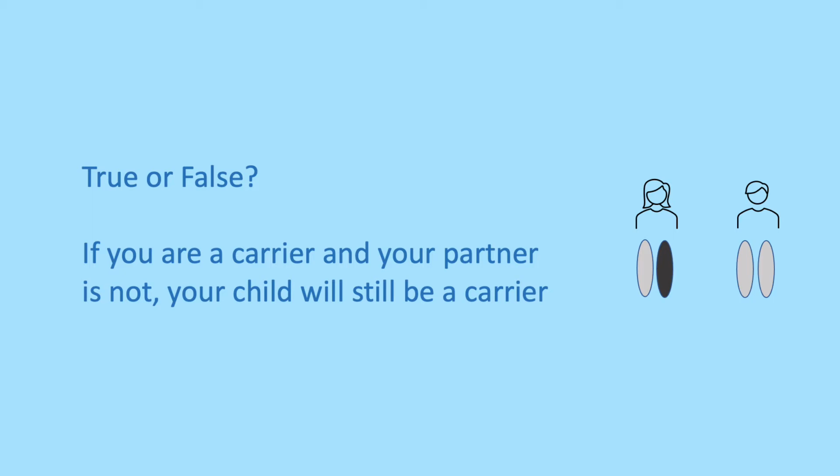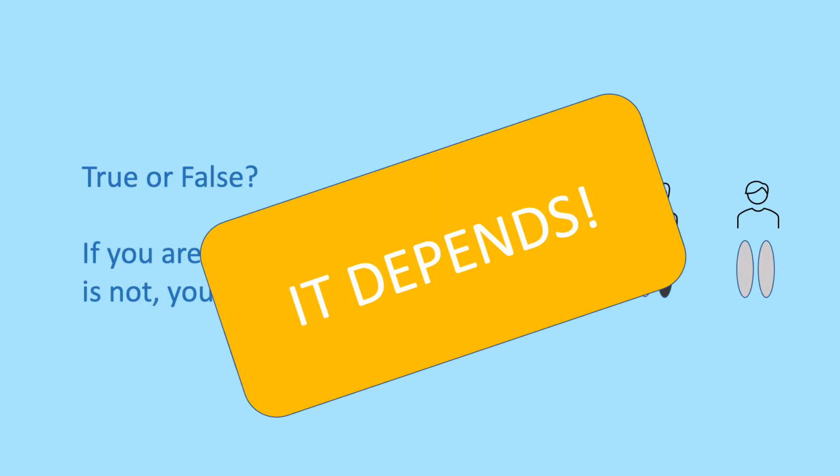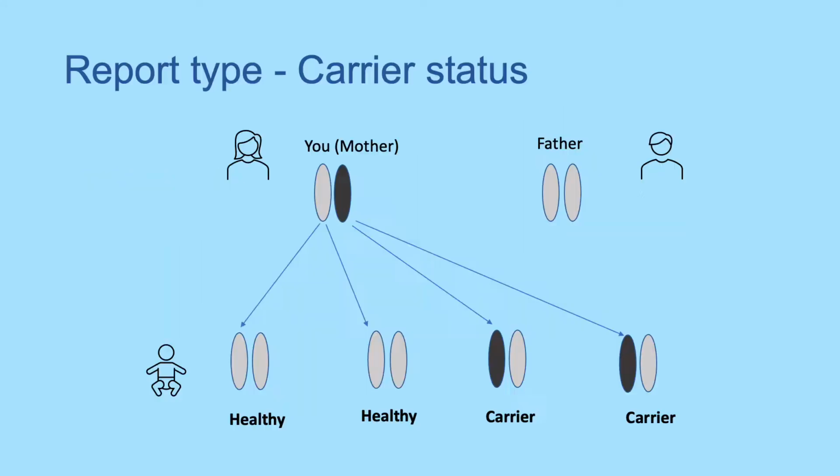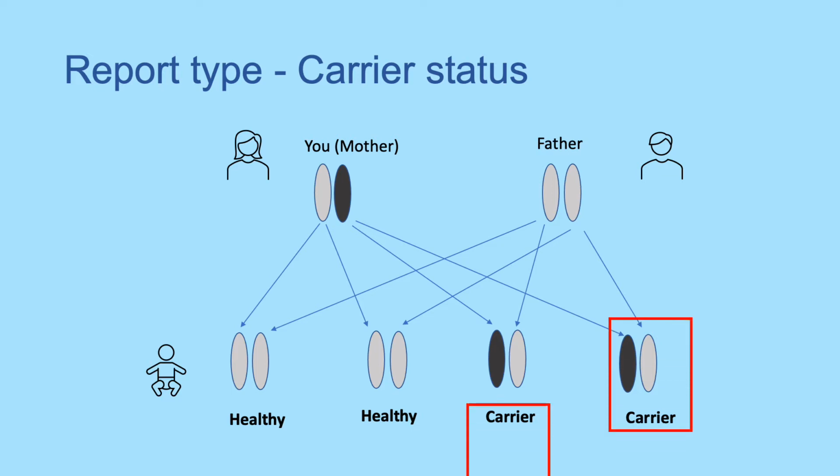Now let's review the answer. In this scenario, it actually depends. Let's take a close look at this. Like before, if you're a carrier, then you have a 1 in 2 chance of passing the disease allele down to your children. If your partner is not a carrier for the condition, you can only contribute healthy alleles to your children. In combination, the child will have a 2 in 4 chance of carrying the allele, but 0 chance of getting the disease.